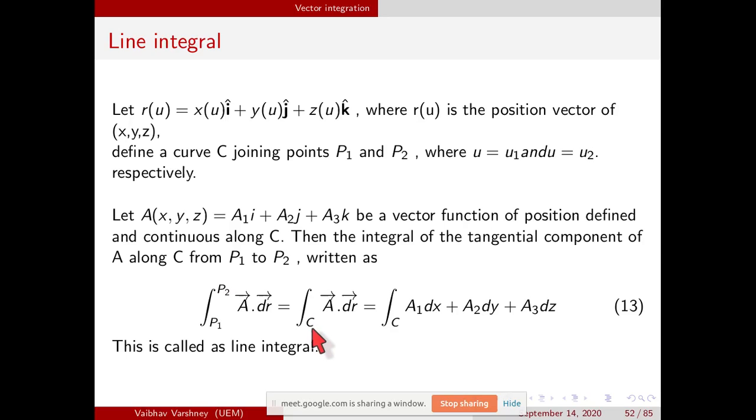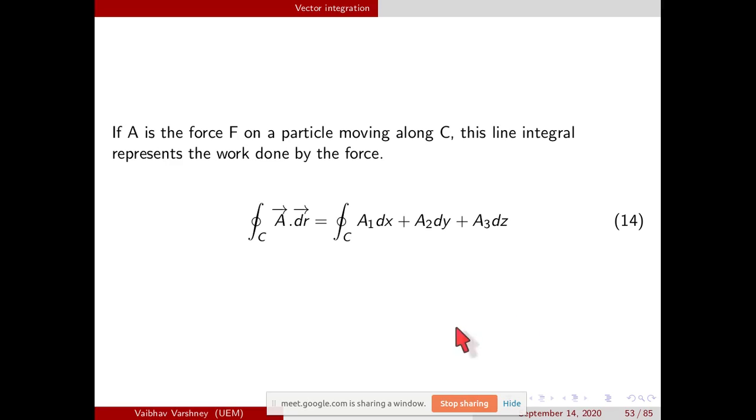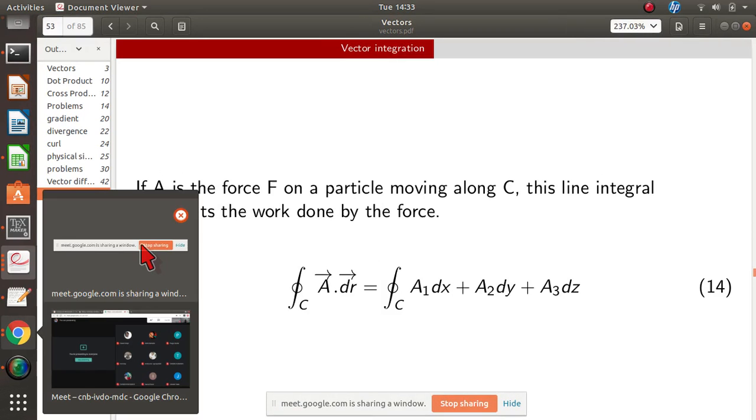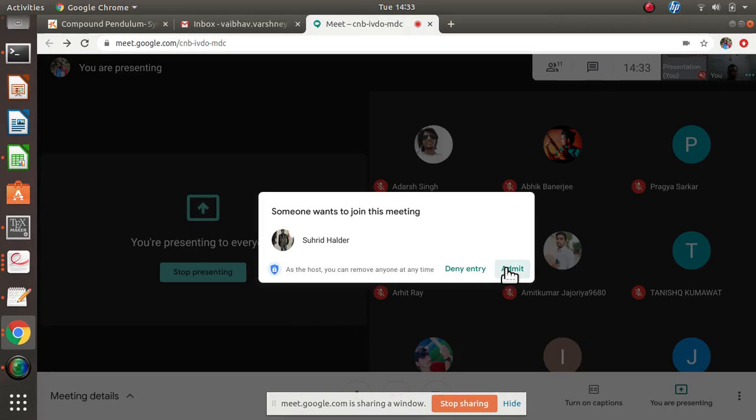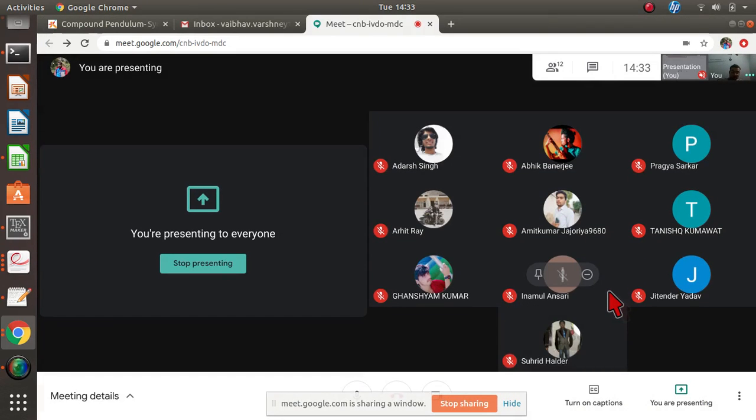We can also write it as integral over C. C means we are taking the line integral over the curve, and if we do the dot product of A dot dr, then i dot i will give a1 dx, j dot j a2 dy, k dot k a3 dz. If A is the force and we calculate the line integral of force, then it is the work done. Work done is F dot dr, so we can call this A dot dr the work done. Okay, any problem in this?